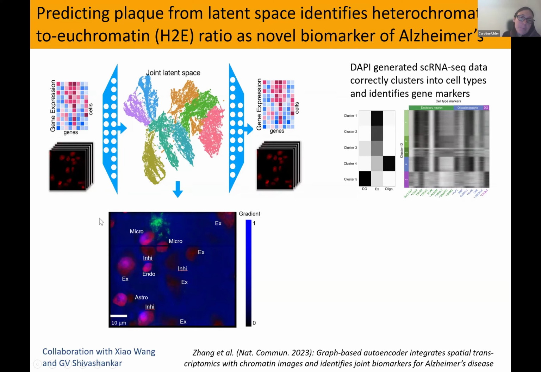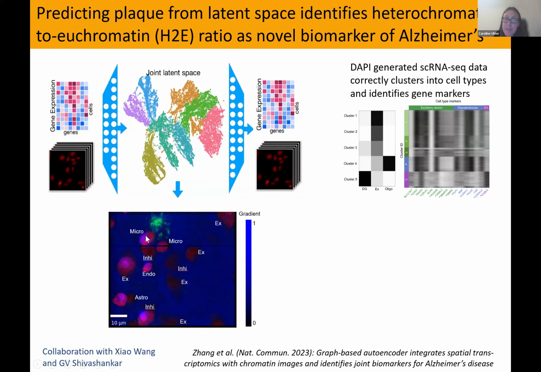Now, of course, you can do more. You can use both modalities to get to new biomarkers of disease, in this case, Alzheimer's. As I said, this was an Alzheimer's mouse model. So based on the embedding of each one of the cells here, you can ask, can you predict, based on that cell, how much plaque there is nearby, or whether there is plaque nearby? And that's exactly the prediction task that we trained the model to do.